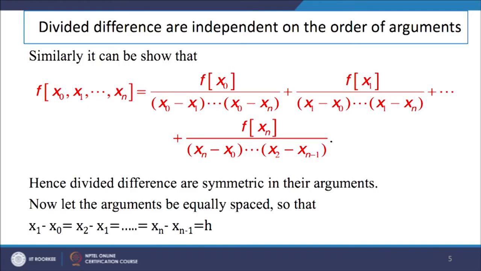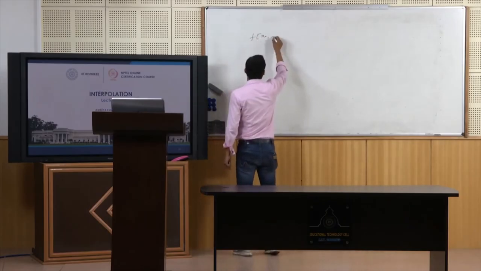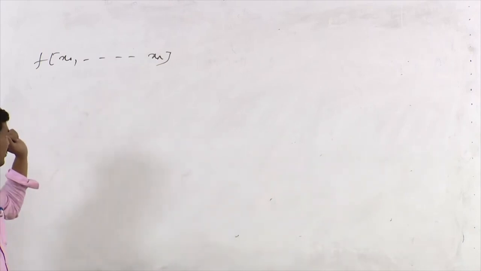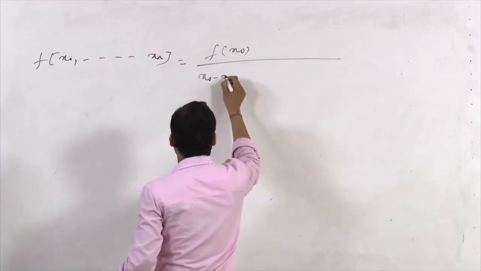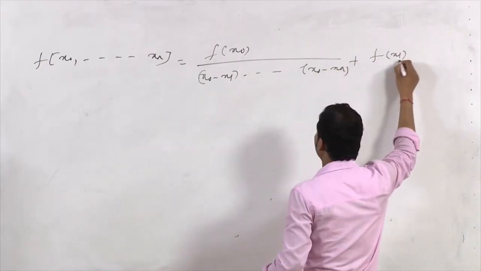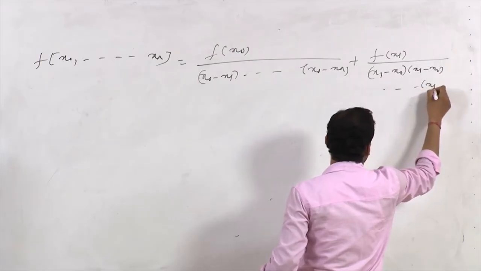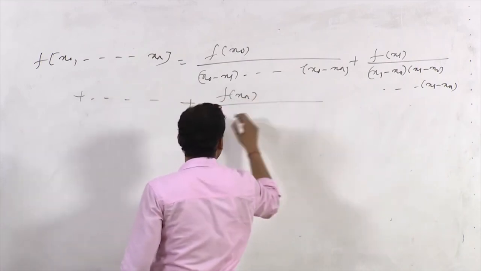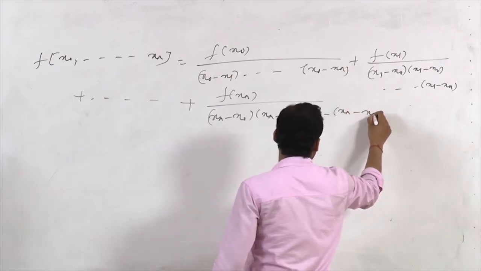Similarly, it can be shown that if you consider an nth order divided difference, it can be written in the form of f of x0, x1 to xn, suppose n plus 1 terms are there. That is why we can say that this is an nth order divided difference, and it can be written in the form of f of x0 divided by x0 minus x1 to x0 minus xn, plus f of x1 divided by x1 minus x0, x1 minus x2 up to x1 minus xn, plus f of xn divided by xn minus x0, xn minus x1 up to xn minus xn minus 1 here.